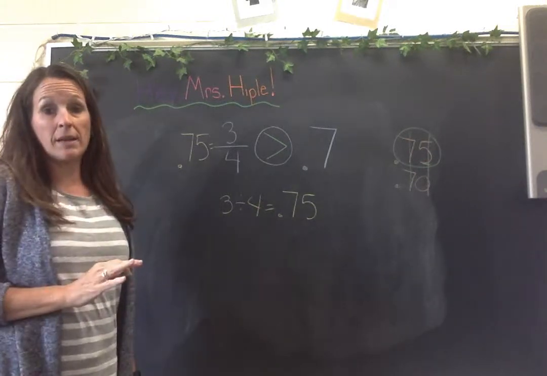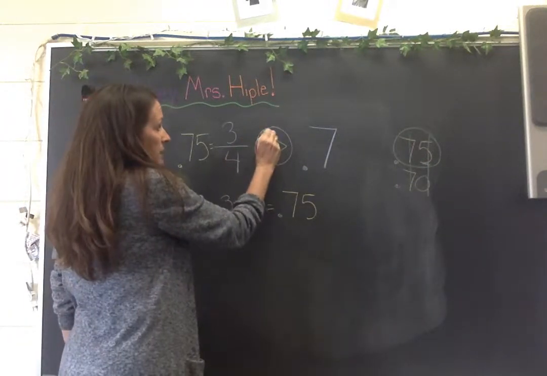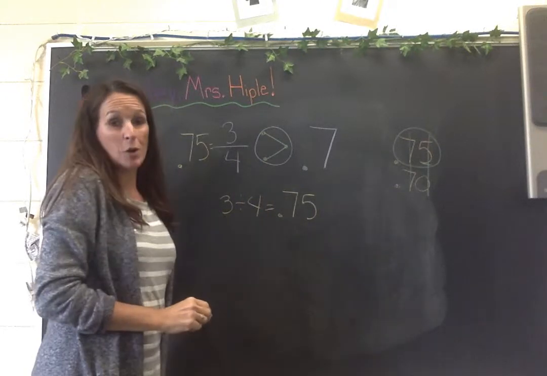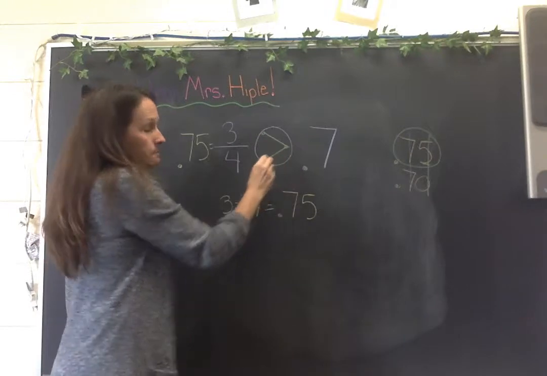Remember, if I forget which way my sign points, I can put 2 dots next to the larger number. I can put 1 dot next to the smaller number, and then I connect my dots.